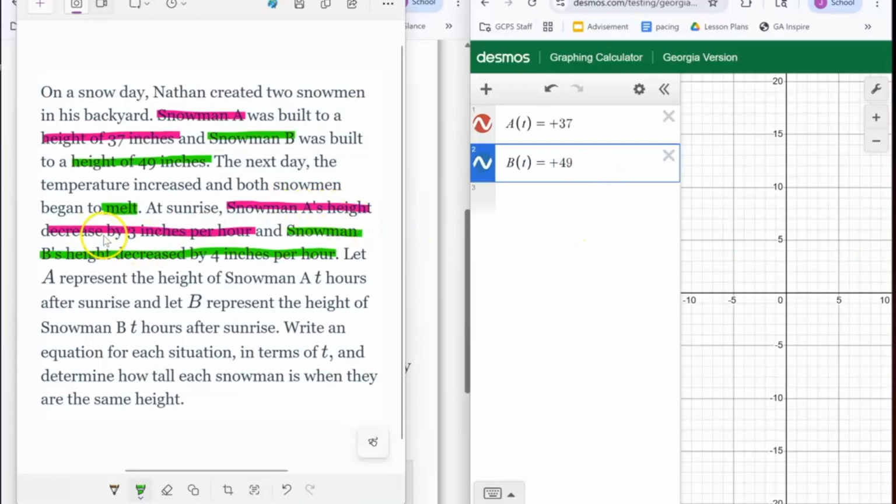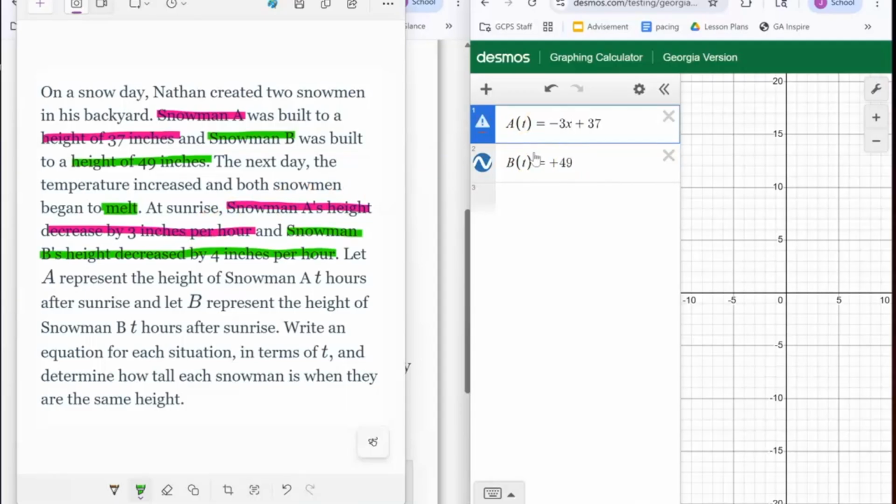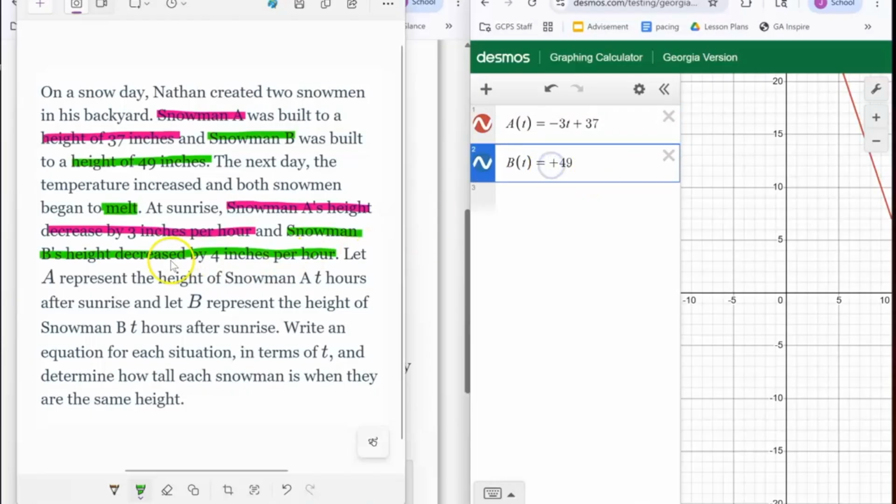Snowman A's height is decreasing 3 inches per hour. That means hour 1, it goes down 3. Hour 2, down 3. Hour 3, down 3. Hour 4, down 3. How do I represent down? Negative 3. And then because this is a function of t, do not put x, but put t. All right, for B, it's decreasing 4 inches every hour. So hour 1, 4 inches down. Hour 2, 4 inches down. Hour 3, 4 inches down, and so forth. You're going to say negative 4.